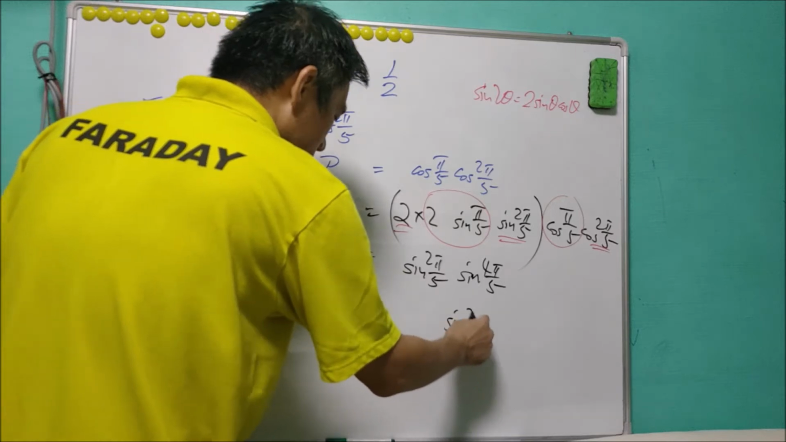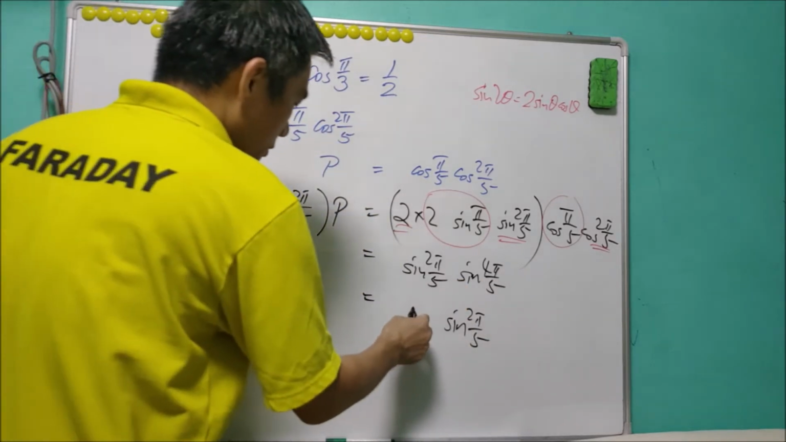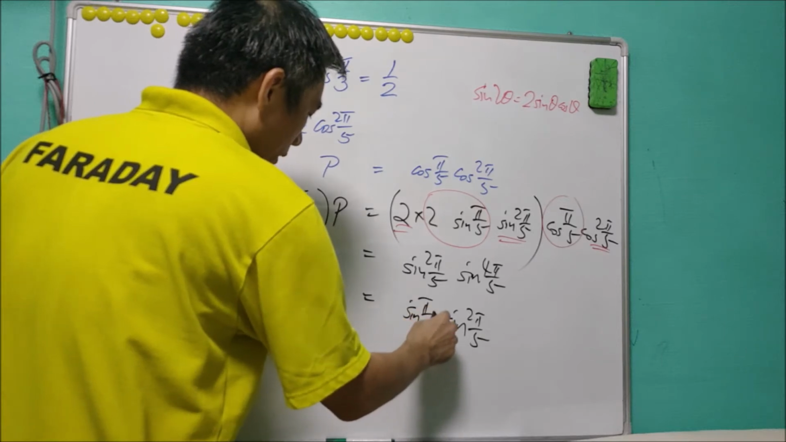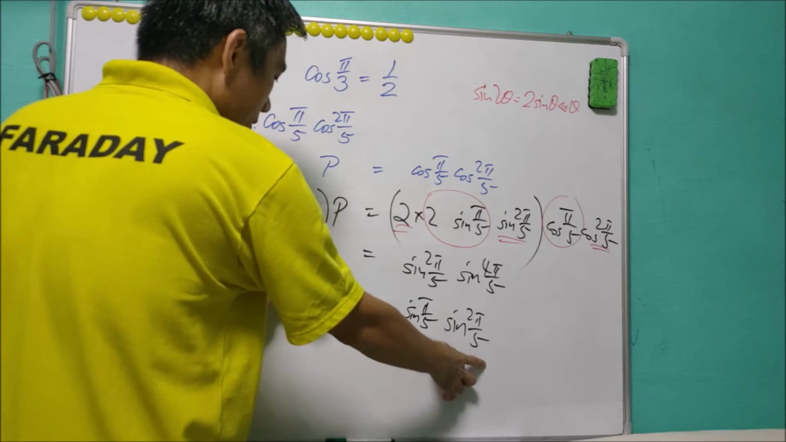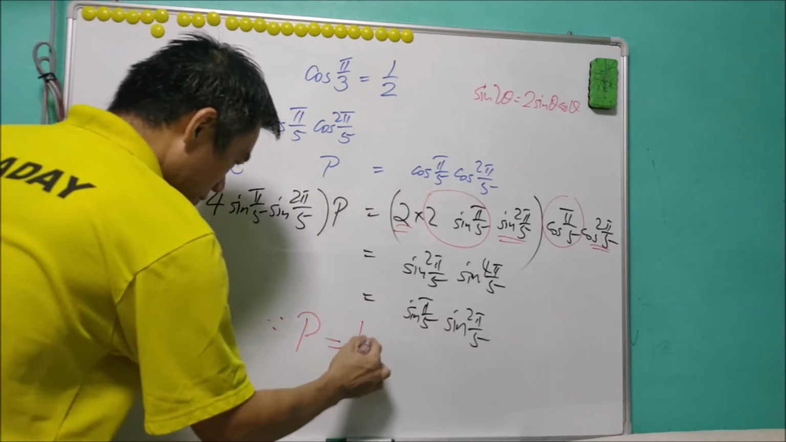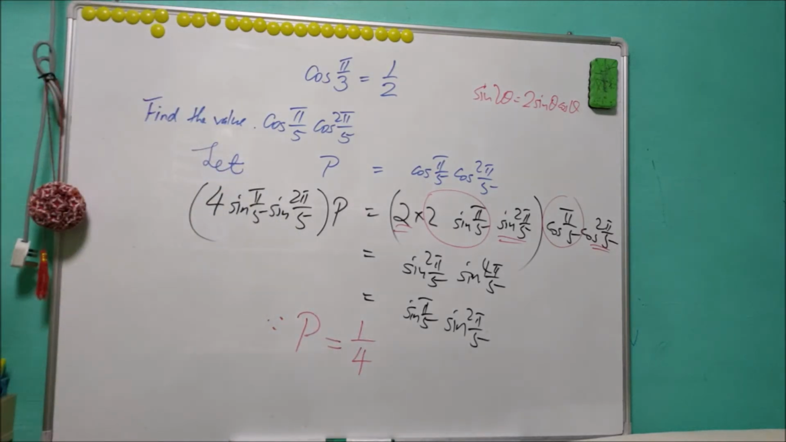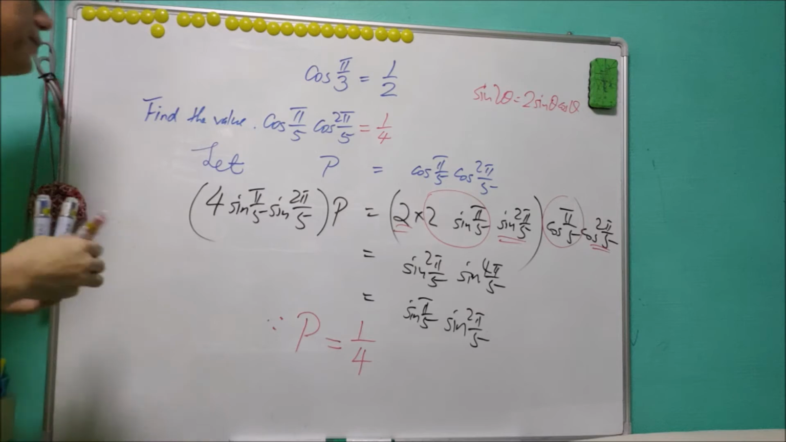Sine 2 pi over 5 is good. And sine 4 pi over 5 is actually equal to sine pi over 5. They are exactly the same here, sine pi over 5, sine 2 pi over 5. And therefore, p is equal to 1 over 4. So the answer for this is 1 over 4.